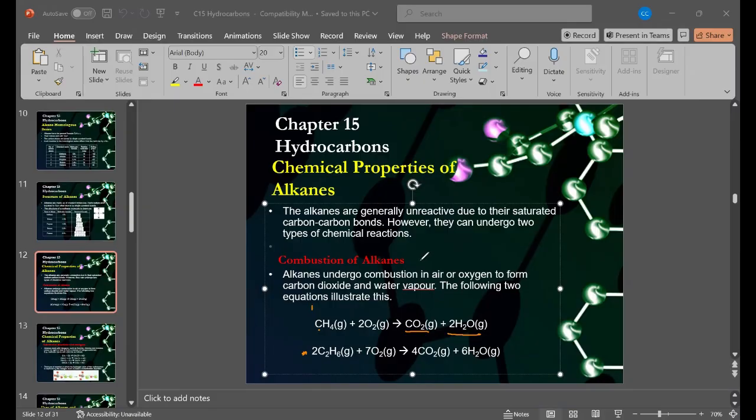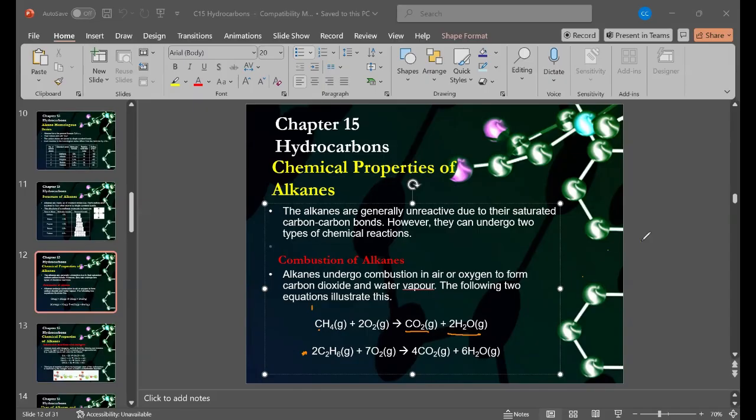And the only thing that we need to do is balance the equation, because again, as long as you have combustion taking place, the products are carbon dioxide and water. And then we have ethane, C2H6, reacting to form carbon dioxide and water when it burns in oxygen. So this is combustion. There's nothing more to it. Alkanes undergo combustion in air, so they burn in air or oxygen gas to form carbon dioxide and water vapor. All right, so that is the first reaction of alkanes.